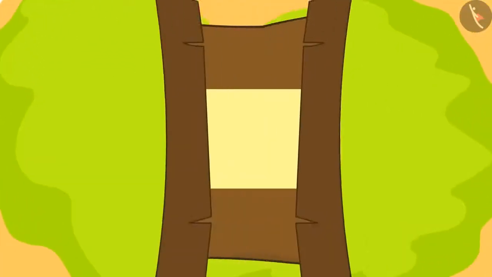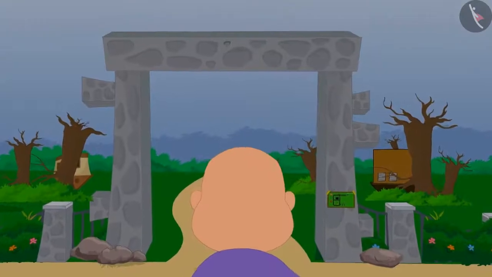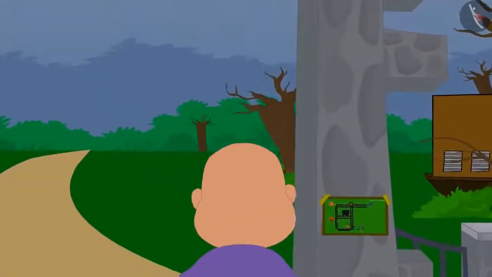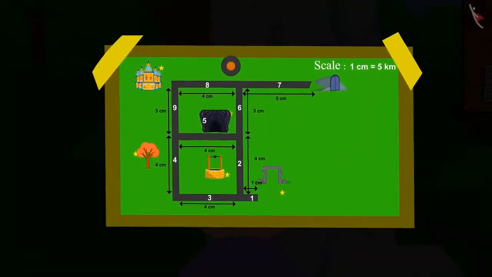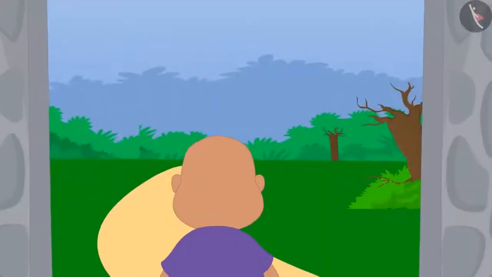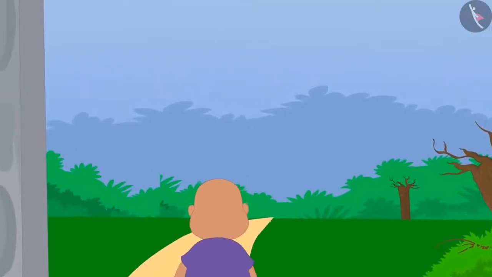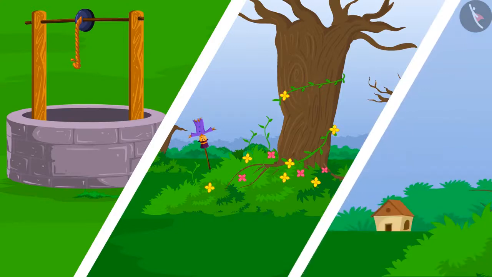Children, in this lesson, we will see use of scale and direction in the maps. One day, Bablu reached the village of Ulta Pulta. As soon as he reached the gate to go inside, he found a map which was upside down. Bablu was extremely naughty. He immediately went inside the village, but there was nobody in Ulta Pulta village.